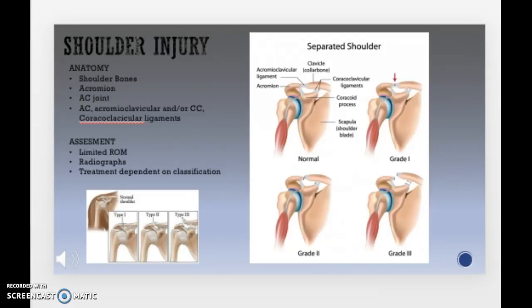How would this injury be assessed? Well, we'd start off by assessing the range of motion from the injured patient. So this would be moving the arm up and down, side to side, to see how limited that is to help determine the severity. This kind of injury classifies in three ways: a type 1 being a stretch of that ligament, a type 2 being a partial tear, and type 3 being a complete tear of that ligament.